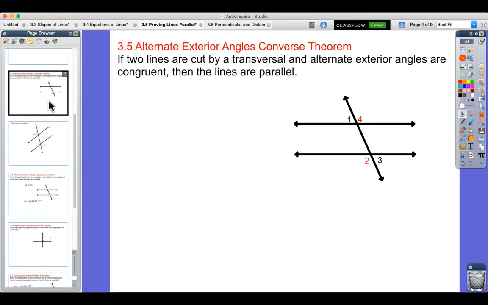But back to some more things. Alternate exterior angles: if you remember, they are the two angles on opposite sides of the transversal, and they're on the outside of the parallel lines. So if we can prove that angle 4 is congruent to angle 2 and that angle 1 is congruent to angle 3, then we did that. I've got a little problem right here.